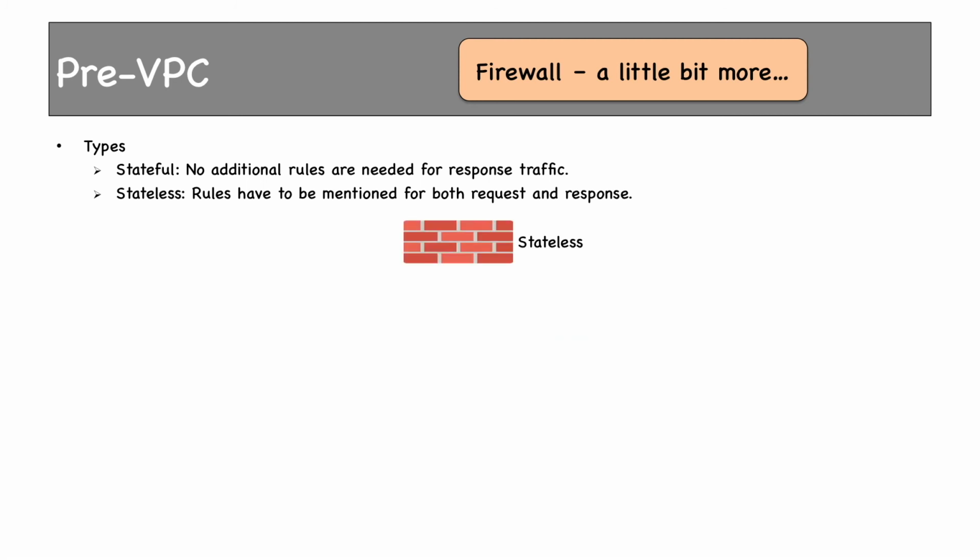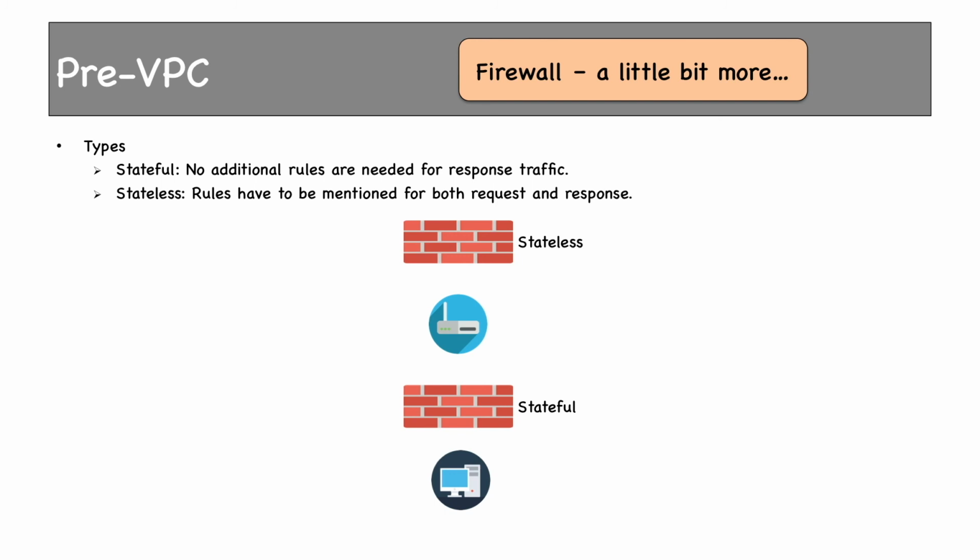Typically, stateless firewall rules are placed in front of a network router or in subnets, whereas stateful firewall rules are placed in front of hosts or servers.